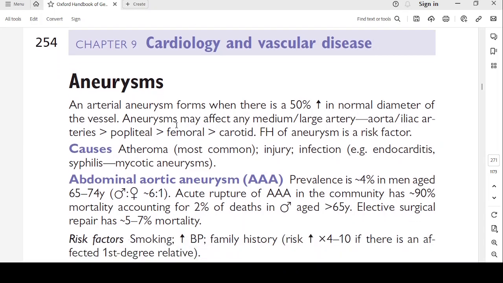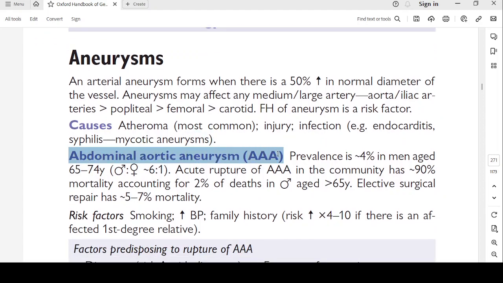Next is aneurysms. An arterial aneurysm forms when there is a 50% increase in the normal diameter of the vessel. An aneurysm may affect any medium or large artery: aorta or iliac arteries more than popliteal artery, more than femoral artery, more than carotid artery. Family history of aneurysm is a risk factor. Causes: atheroma is the most common cause of an aneurysm. Others are injury and infection, for example endocarditis, syphilis, mycotic aneurysms.